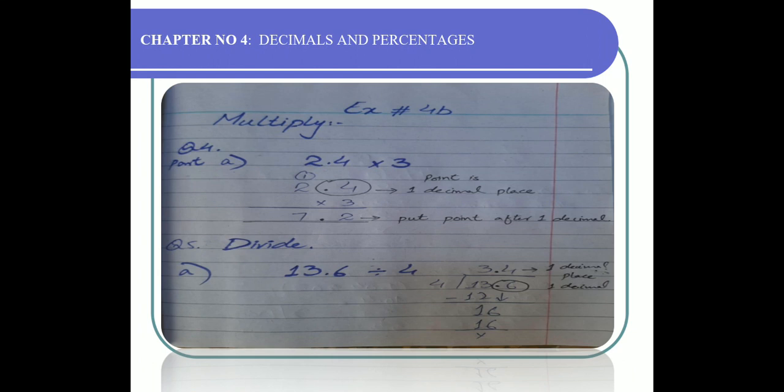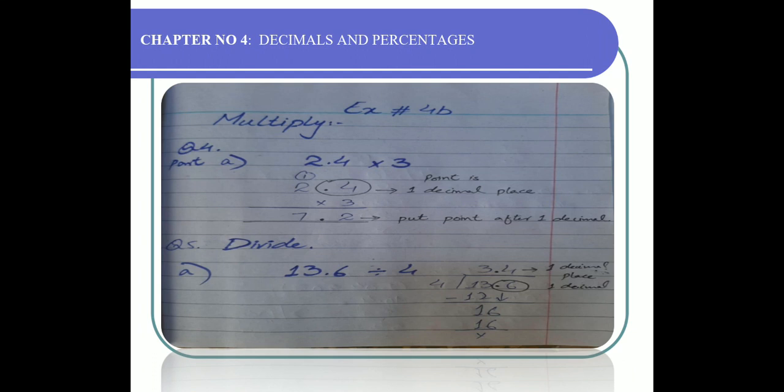In exercise 4b, the next topic is multiplication. What you have to do is multiply the numbers. 2.4 multiplied by 3. Simply multiply like the whole numbers. 2.4 multiply 3, 3 4s are 12, 2, 1 carry, 3 2s are 6 and 1, 7.